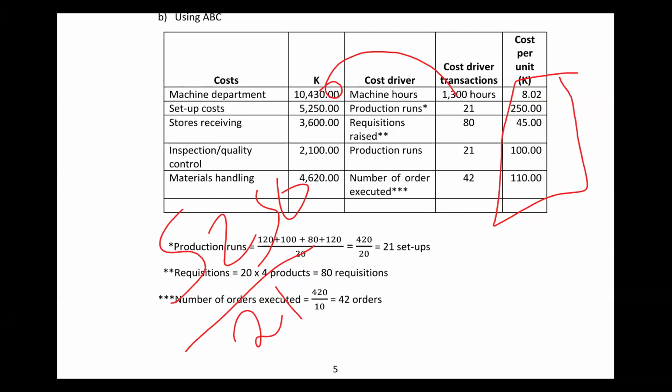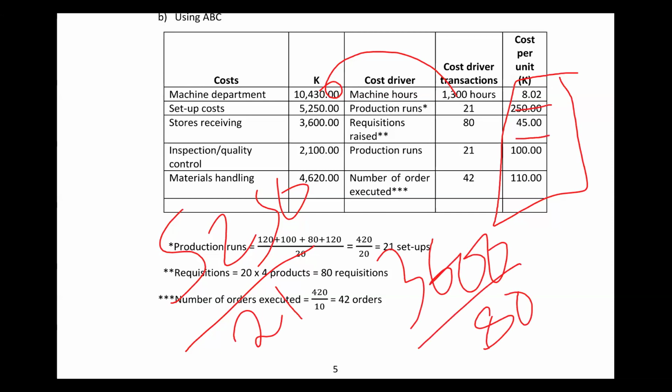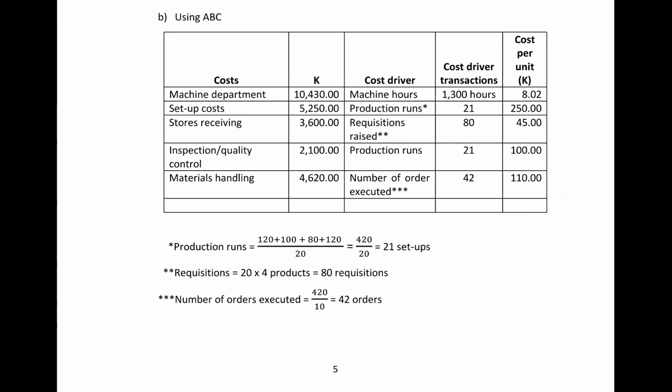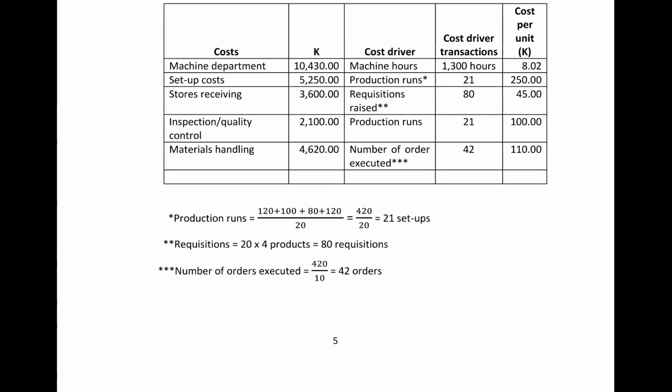Giving us the cost per unit of what? 250. You do the same for stores receiving, 3,600 divided by 8, giving us this. These will give you the cost per unit. So once we do all these calculations, then we are about to finish. We are about to get the final answer. Look at the way we get the answer now.